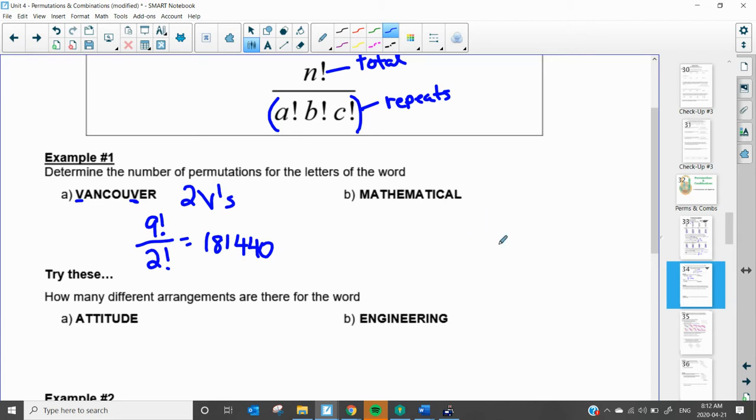Now, what about mathematical? If we look at mathematical, we have 2 M's. We've got 3 A's.